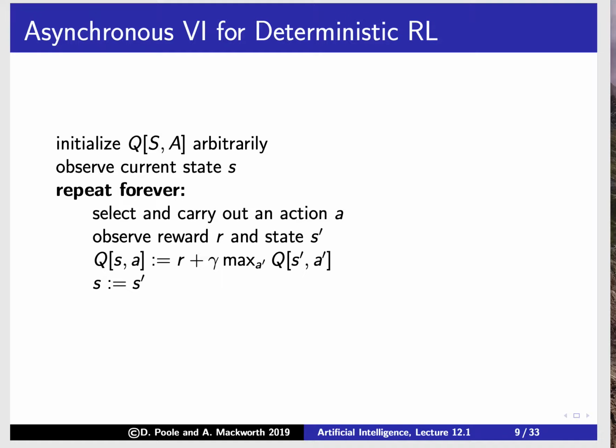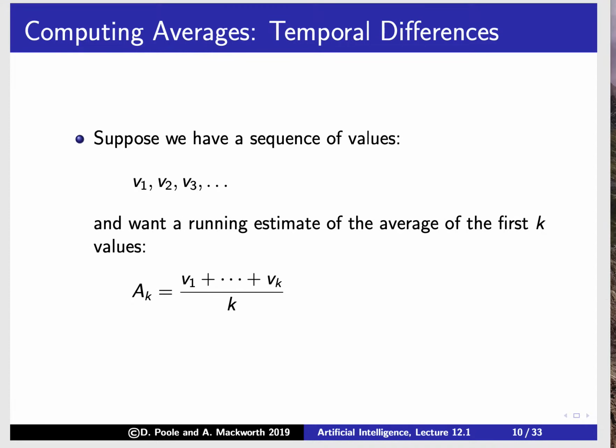So now we have to worry about what to do when it's not deterministic. What happens when there is randomness, when there are stochastic actions? Right, so let's have a look at this. Before we do that, let's look at a simple case: how can we compute the average of a sequence of values? Suppose we have a sequence of values v1, v2, v3 that we're receiving all the time, and what we want is a running estimate of the average of the first k values. I'm going to call that A of k.